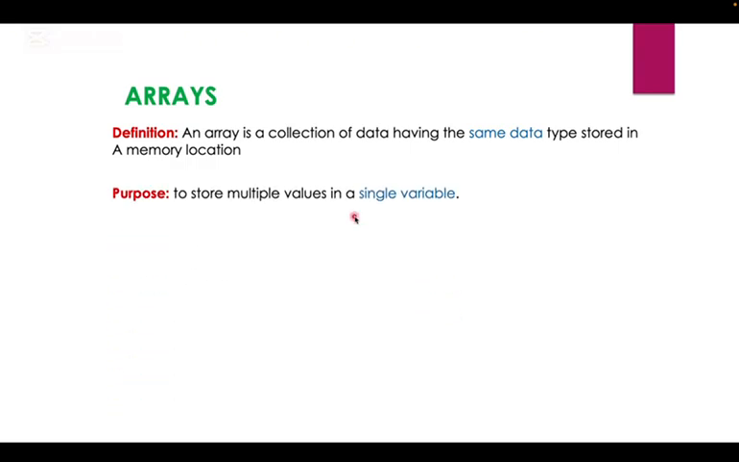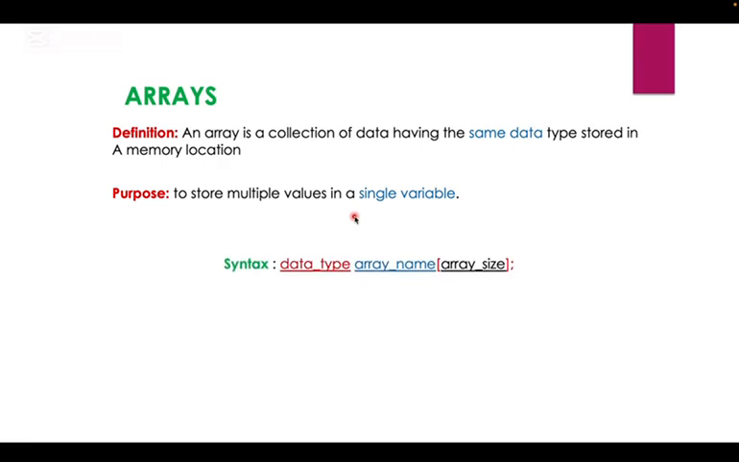What is the purpose of arrays? The purpose of arrays is to store multiple values in a single variable. That's the purpose. So why should I use an array? When you have to store multiple values in a single variable, you have to use an array. For example, if you want to enter 20 marks into the computer, instead of creating 20 variables to store the 20 marks, you can create one array called marks to store the 20 different marks inside that one array. So the purpose of an array is to store multiple values in a single variable.